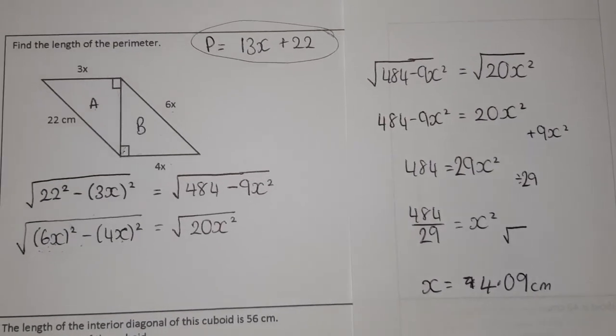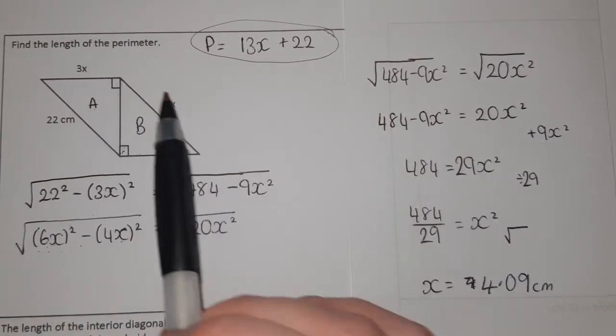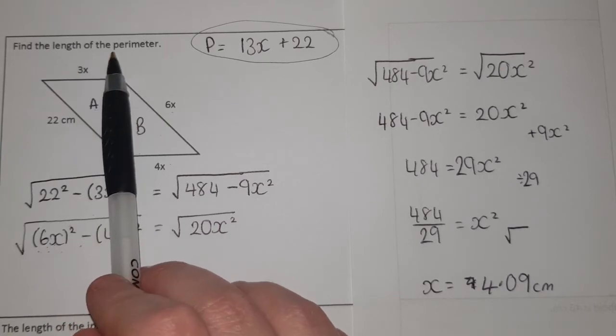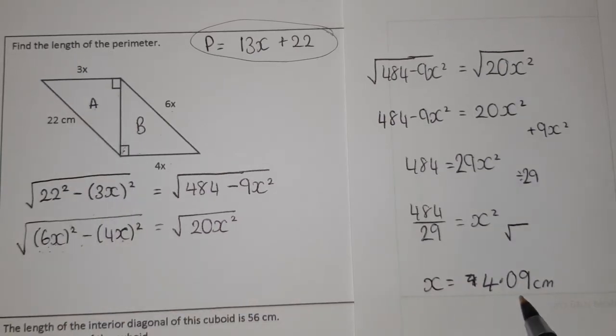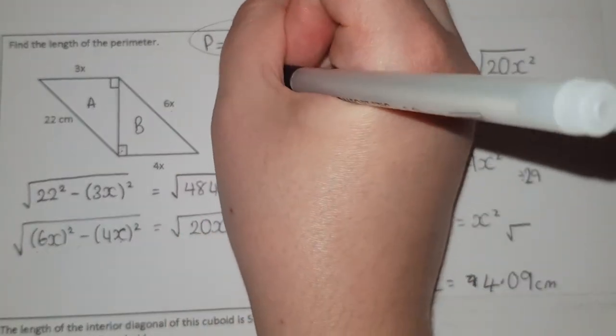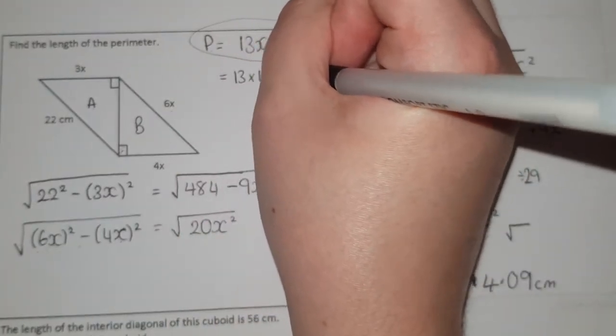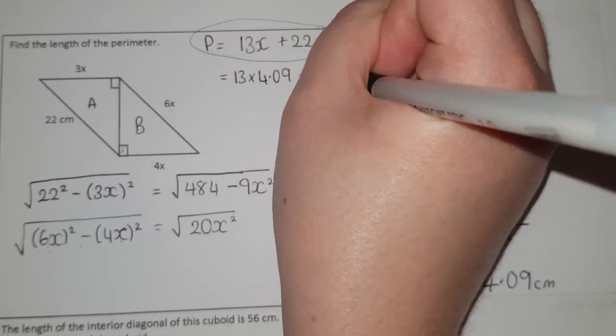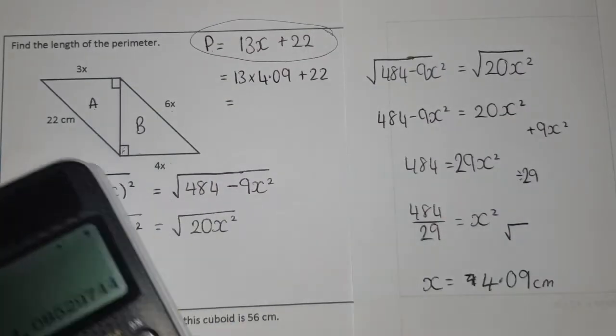But remember, with these sorts of questions, there's a lot going on. Always go back and check you've answered the question. We wanted the length of the perimeter. I found out what x equals. So remember, we come up with an expression for the perimeter at the beginning. So I've got 13 times my x value plus 22.